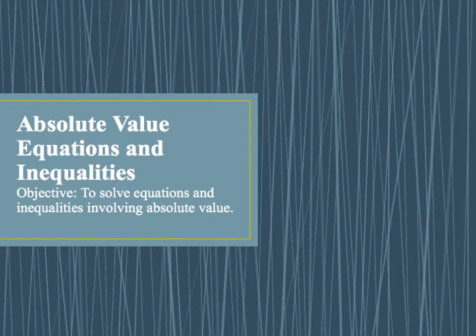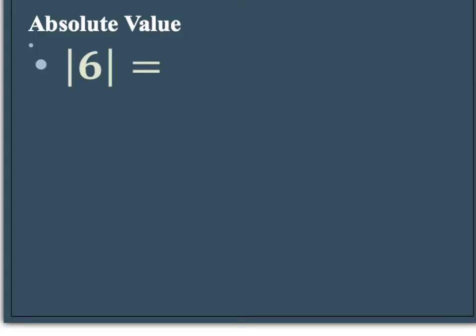Our next lesson is absolute value equations and inequalities. First, if I have the absolute value of 6, that means it's going to be a positive number. That's what absolute value stands for. And so then that number would be 6. So if I have the absolute value of negative 6, absolute value means distance, so that's why it's always positive. So it's going to be the positive number, which is 6.